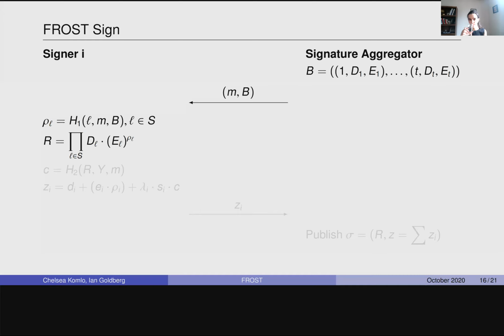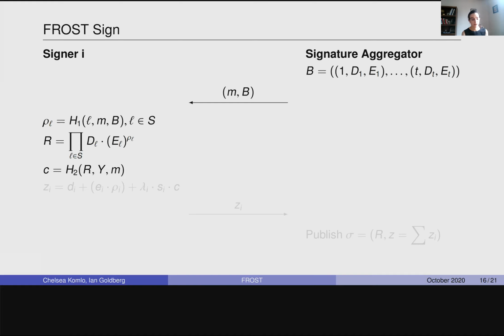And then after generating this binding factor rho, all participants will derive their joint group commitment R. This is the product of every signer's commitment in combination with this binding factor. So these two steps, deriving rho and deriving R, every signer does upon signing, and they all derive the same values.